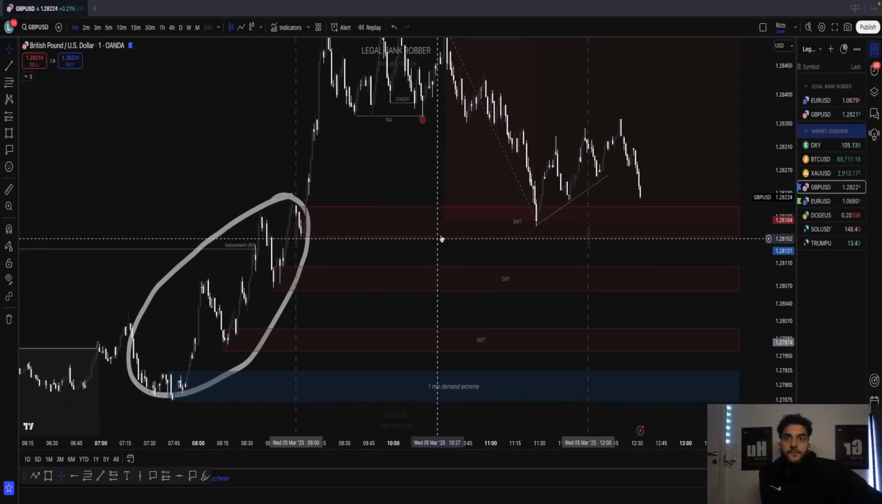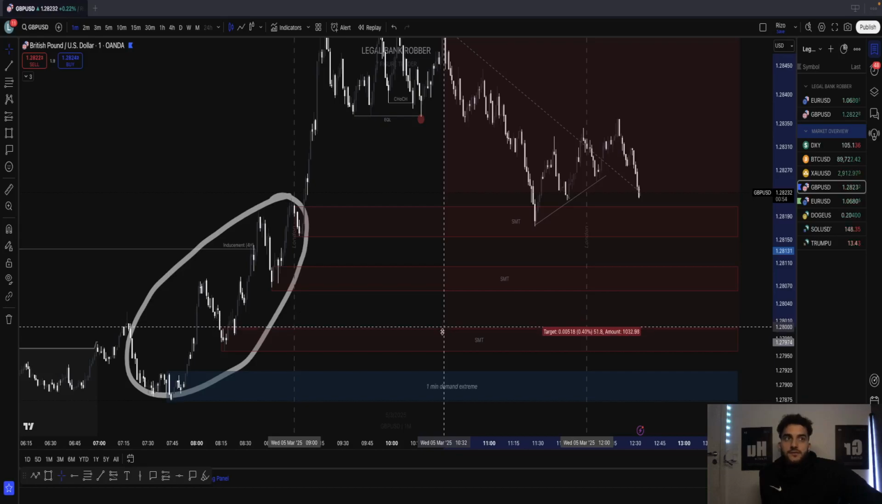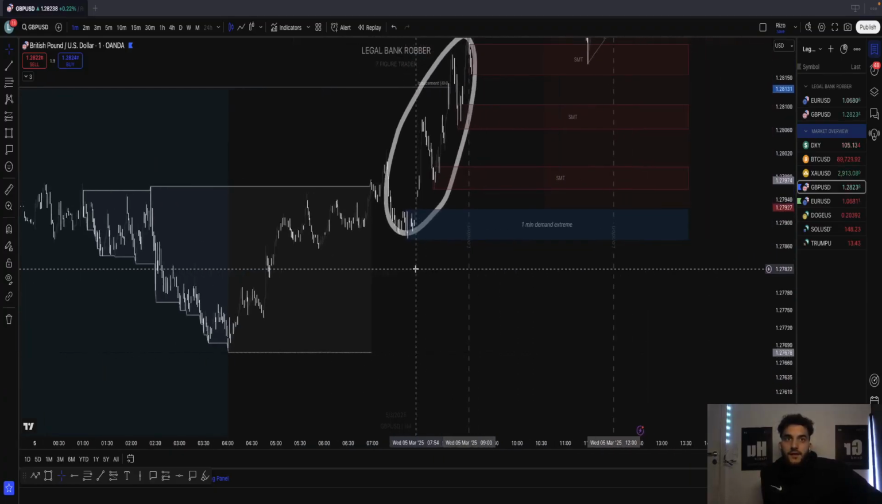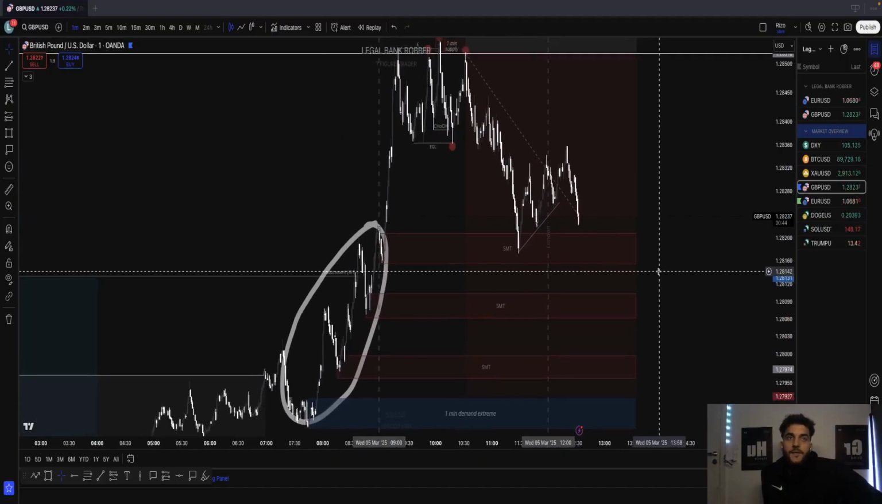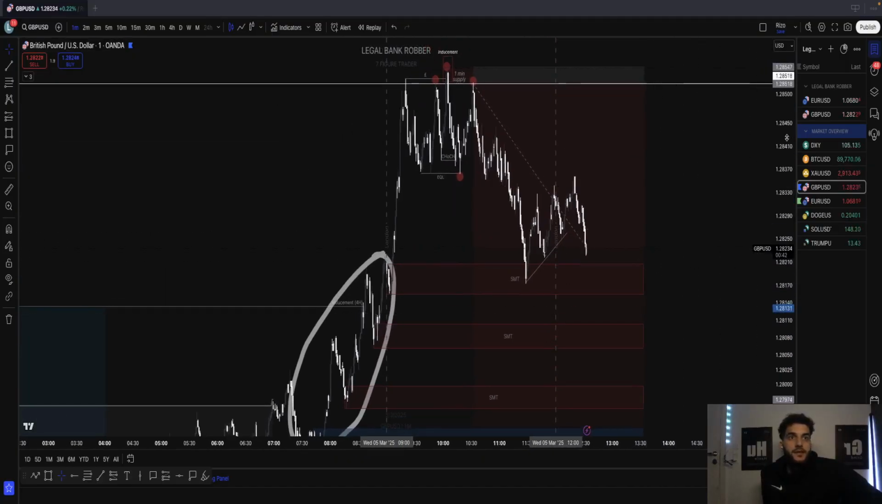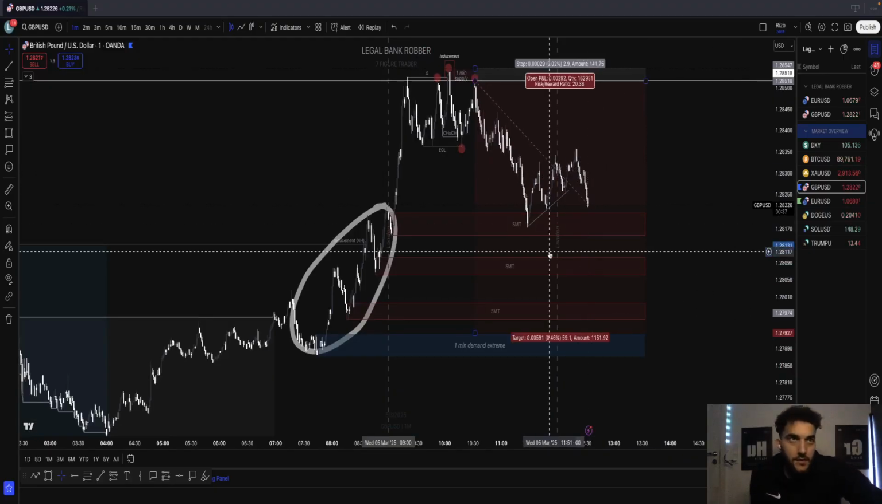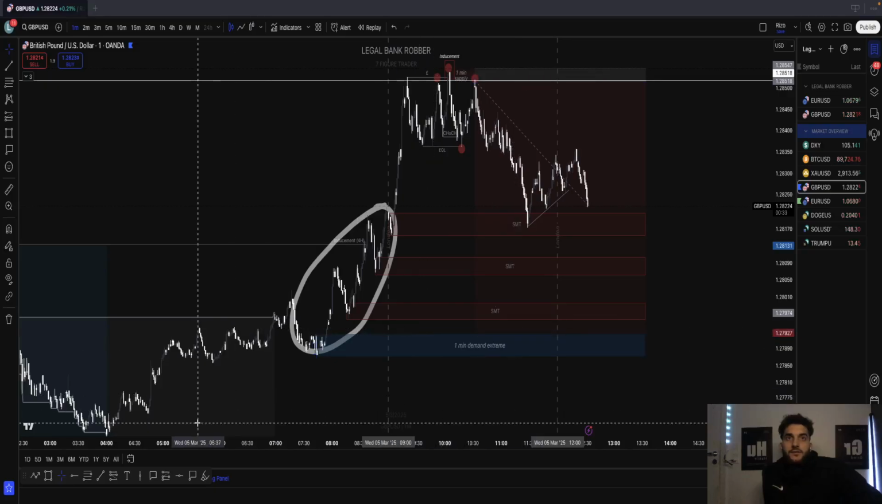Take profit 5 was this demand zone, take profit 6 this demand zone, and the full take profit was this demand zone that I see will be validated. But let's see, we cannot predict the market just like that. And yeah, that's basically it. Super simple.